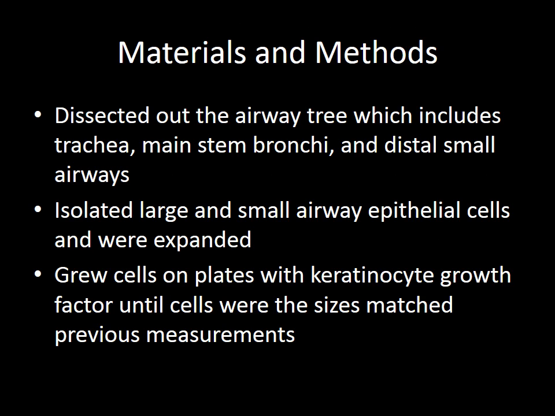How they performed this experiment was they dissected out the airway tree, which includes the trachea, mainstem bronchi, and distal small airways. Then they isolated large and small airway epithelial cells, and then these were expanded. They grew these cells on plates with keratinocyte growth factor until the cells were the sizes that matched previous measurements when they dissected out the airway tree.